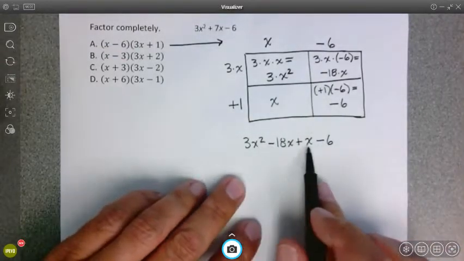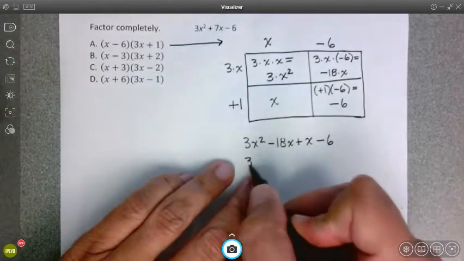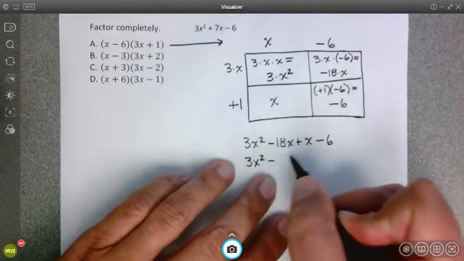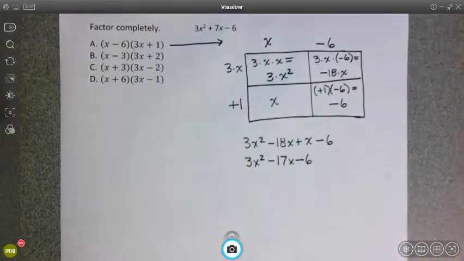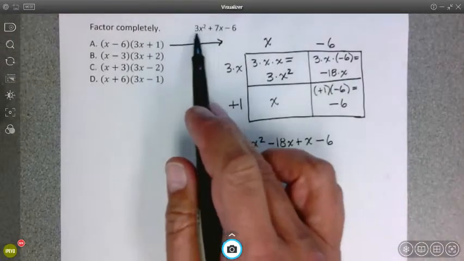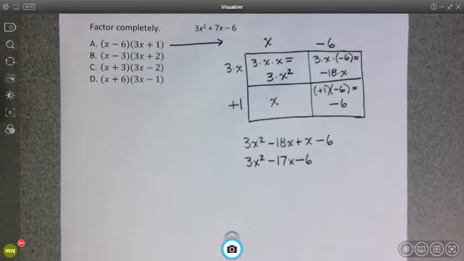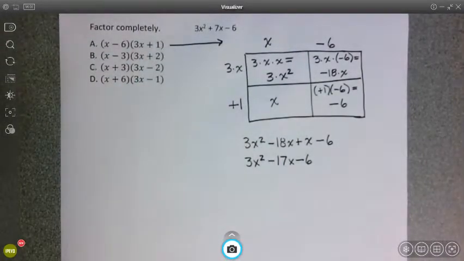Now I can combine like terms, the negative 18x and the positive x combined together to give me 3x squared minus 17x minus 6. Now at this point I can see that this expression does not match the original problem expression. So therefore, this is not the answer. A is not the correct answer. And so now I would go about seeing if I could try something different.